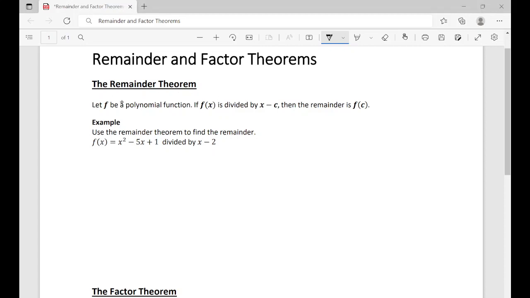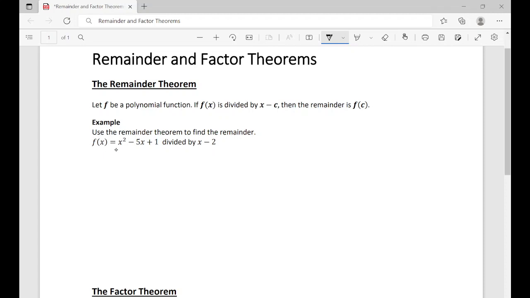The remainder theorem. Let f be a polynomial function. If f of x is divided by x minus c, then the remainder is going to be f of c. So we're going to use the remainder theorem here to find the remainder.